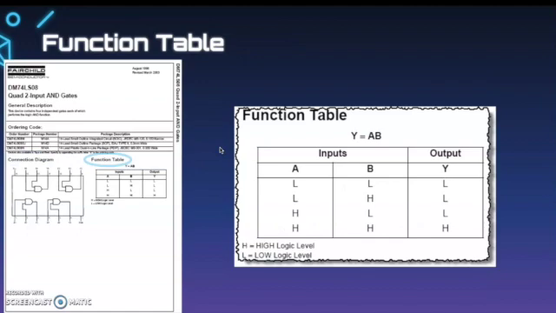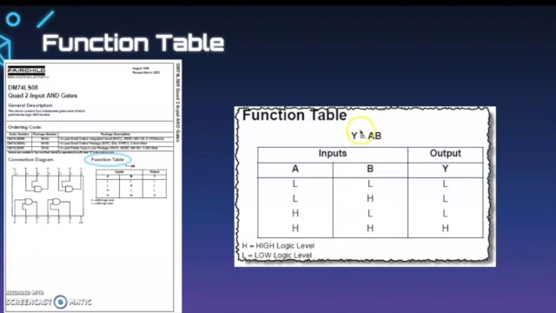So next we have our function table. This is, again, our truth table. So we have a low logic level and a high logic level. Remember, when we say a high logic level, that means that we have our full power, and a low logic level means very little to no power.